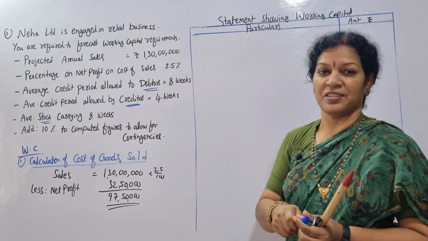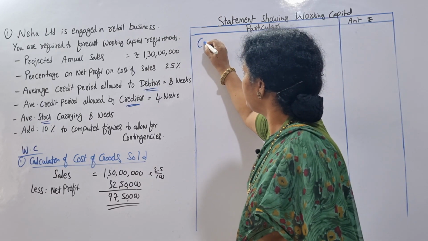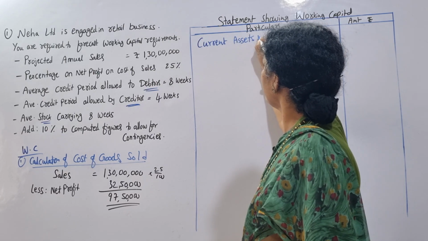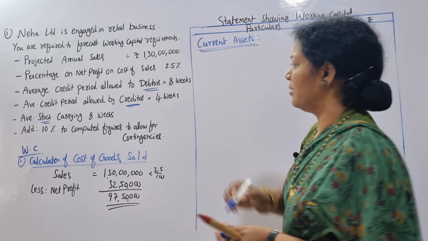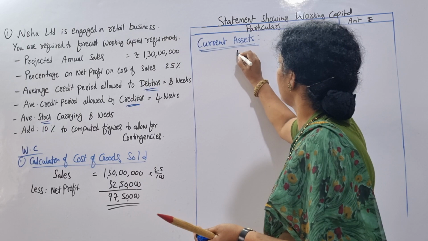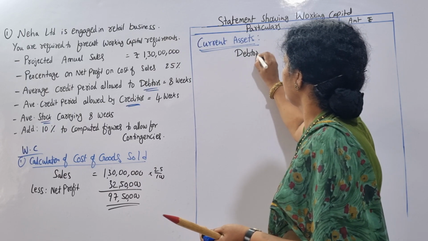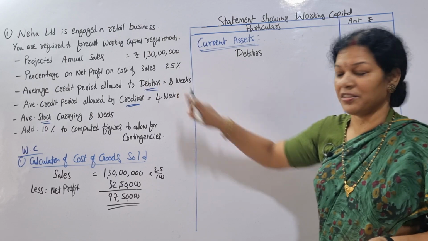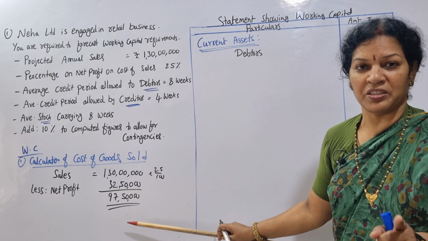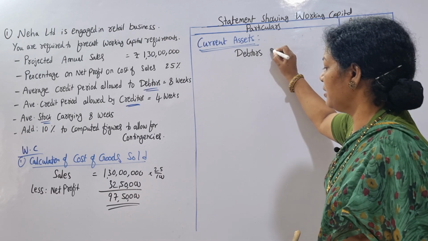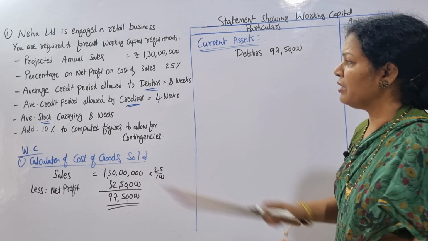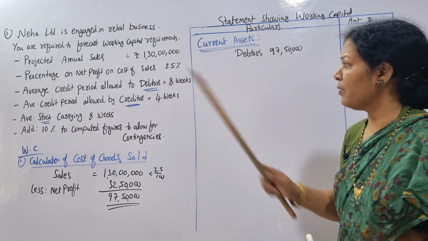First, what we'll do, current assets. Heading will keep current assets. What are the current assets we are finding here? One is debtors. Debtors is how much? 8 weeks they are saying. On this amount you have to calculate. This is the base. Cost of goods sold is the base. So this is 97 lakh 50,000. How many weeks they are saying credit period? Credit period of 8 weeks only.